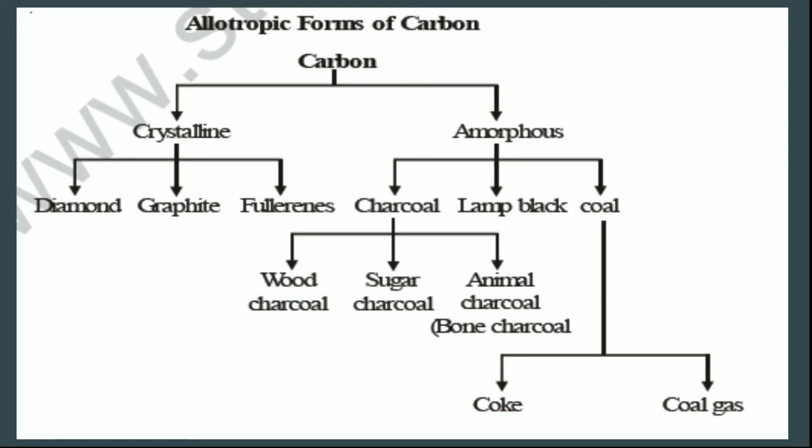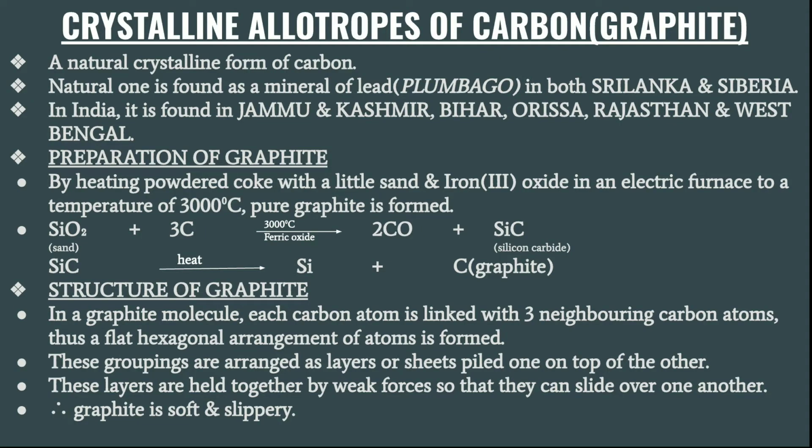Next, we start discussing the allotropic forms of carbon, beginning with the crystalline form. Two allotropic forms I told you: one is crystalline, another is amorphous. We'll first start with the crystalline form, that is, first graphite. Graphite is a natural crystalline form of carbon.